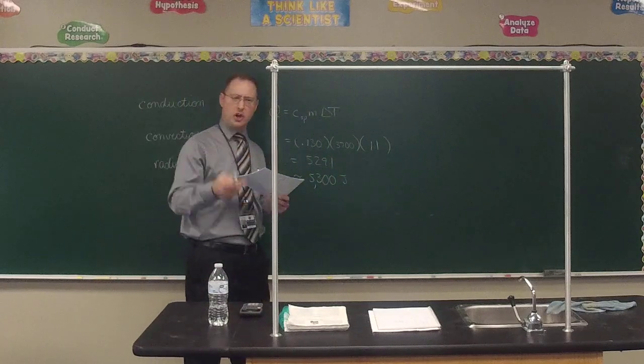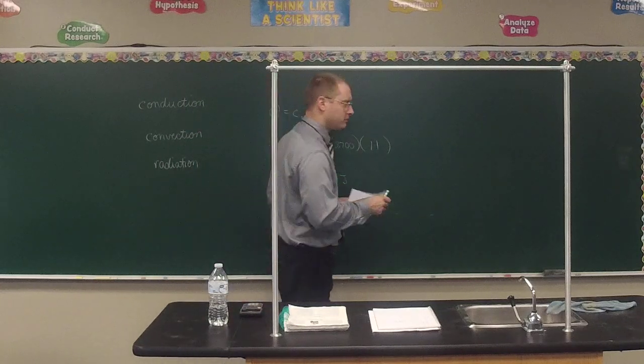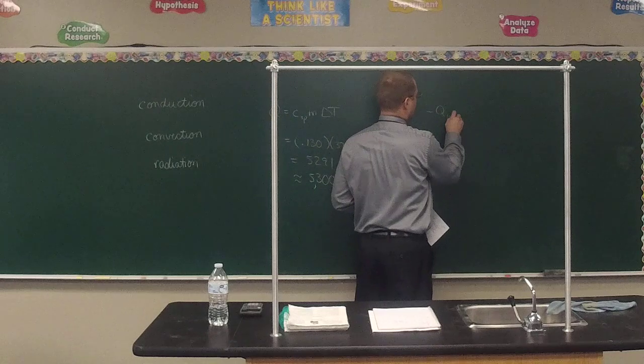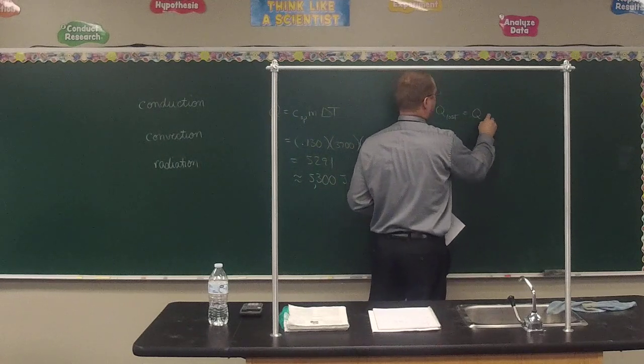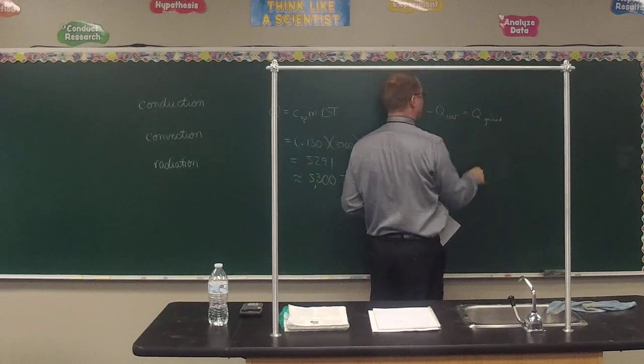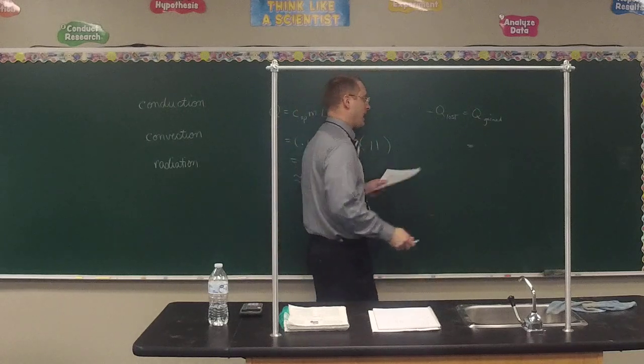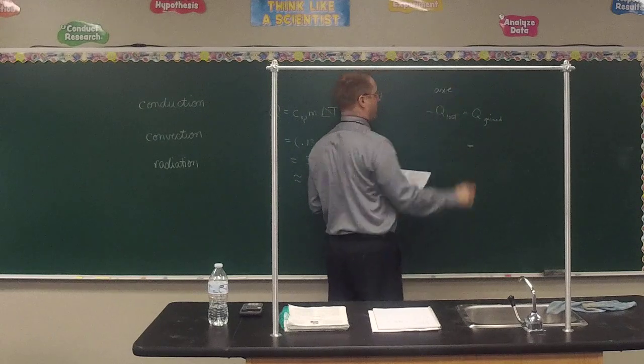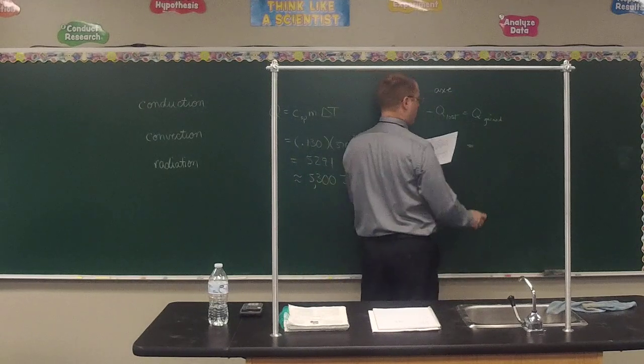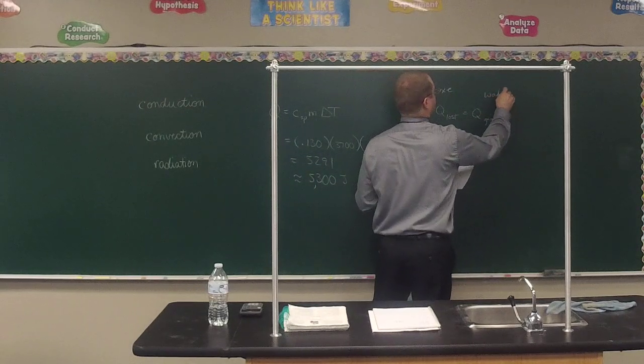What do we have going on here, Audrey? What equation are we using? Negative heat loss equals heat gained. Good. The negative heat loss equals the heat gained. And so on the losing side, we have the axe head. And on the other side, we have the water. And that's the only two objects in question.